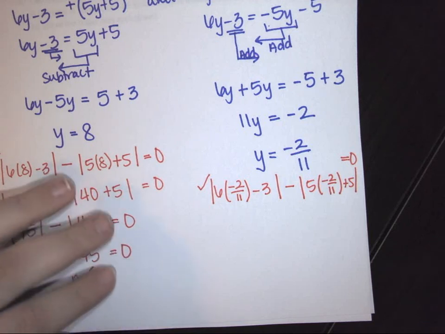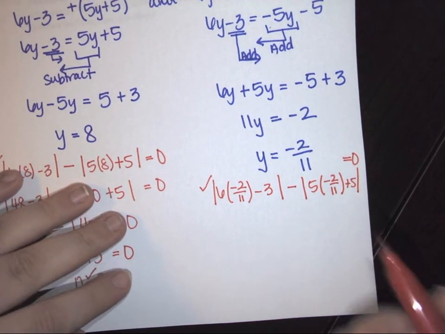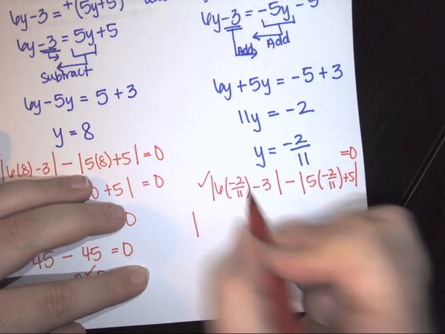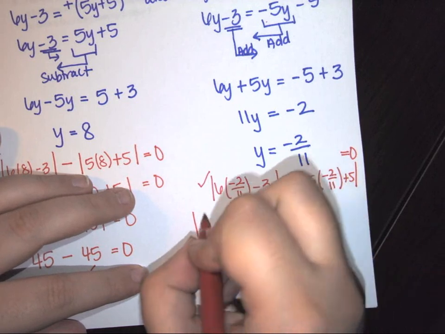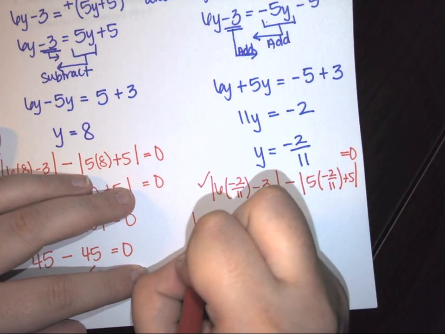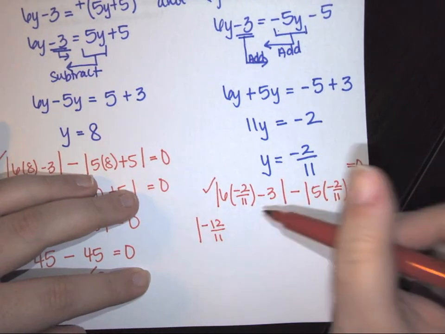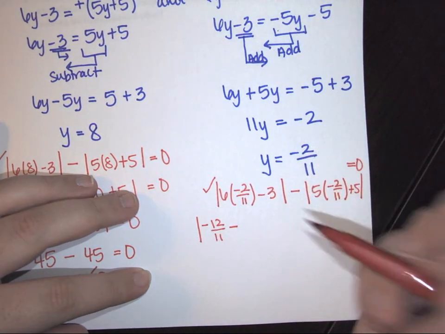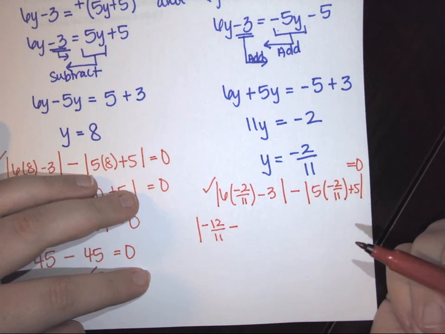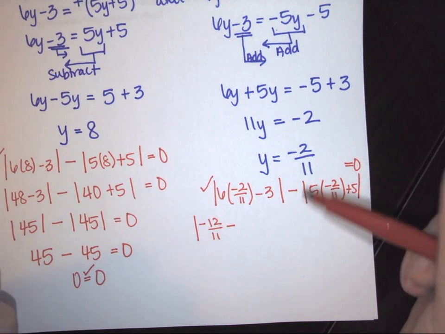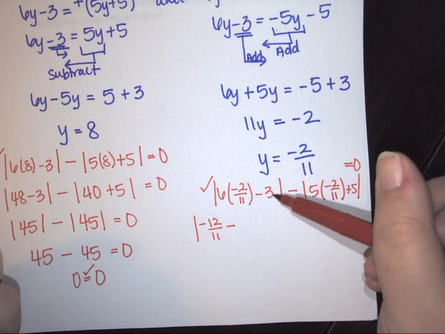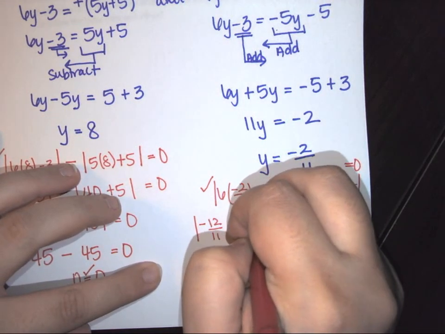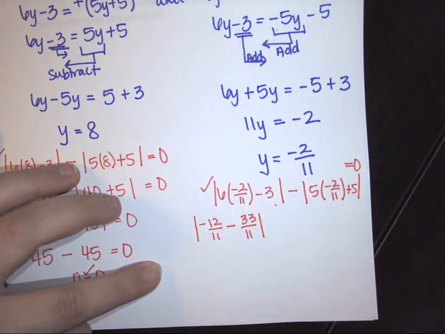So we have to go ahead and play with our fractions. So here I have the absolute value, multiply straight across the top. 6 times negative 2 is a negative 12 over 11. And then I've got this minus sign, and I need to turn 3 into something over 11 so that I can combine my fractions. So I have to multiply 3 top and bottom by 11. So this is really going to be 33 over 11.